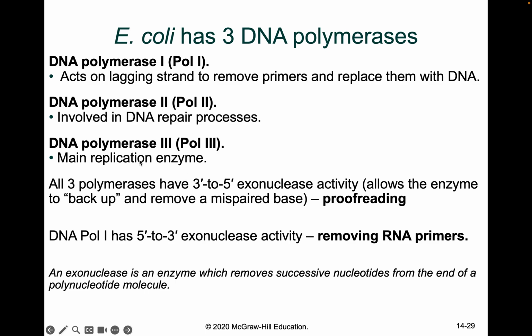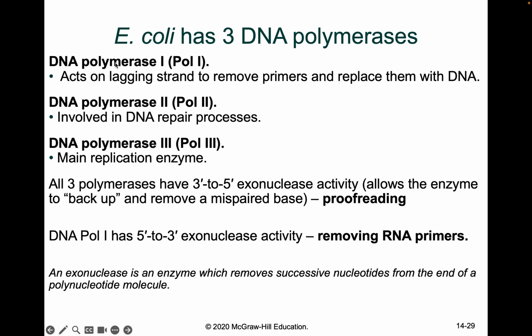So DNA polymerase three is the main replication enzyme. And DNA polymerase 1 is also required for replication, but it is more helping on the lagging strand to remove primers and replace them with DNA. And we'll talk a lot about this. DNA polymerase 2 is not that required in DNA replication. It has a big function when it comes to DNA repair processes, where you really need to repair certain DNA because it got a mutation or something is wrong. And we'll talk about this a bit later.